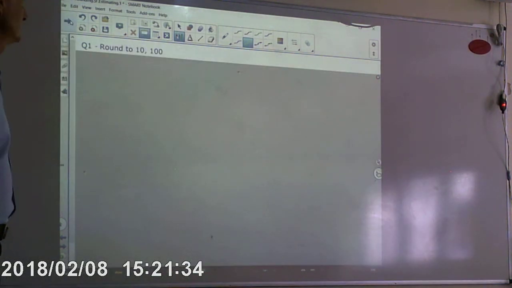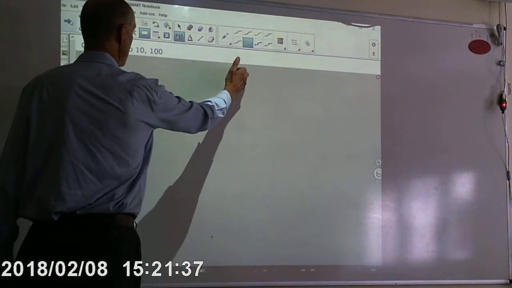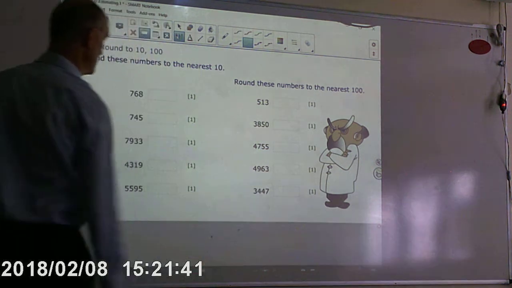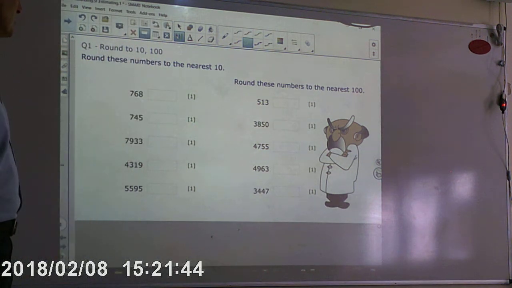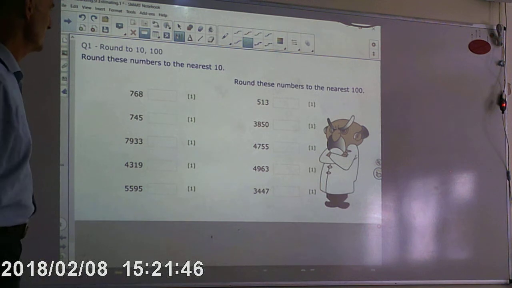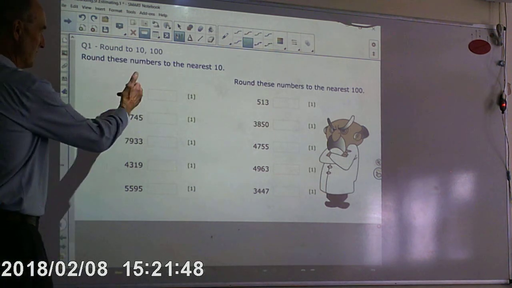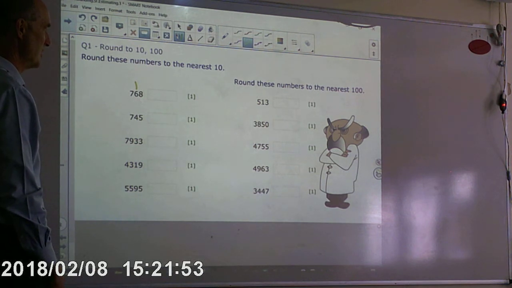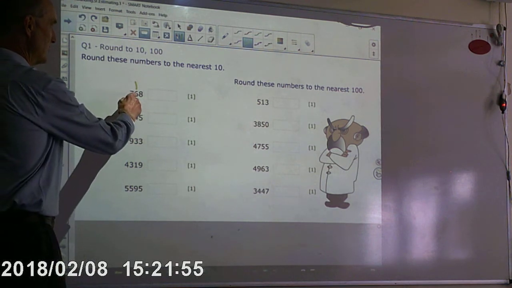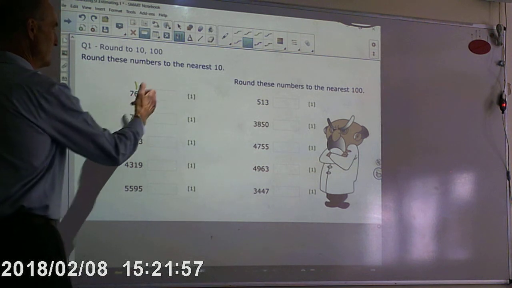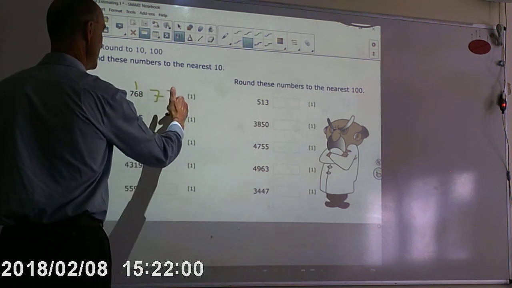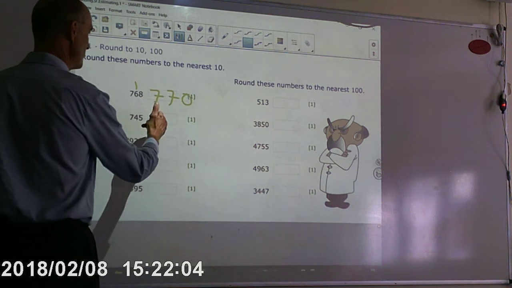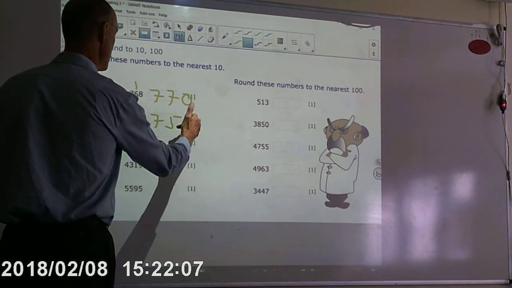First example, rounding to 10 and 100. So let's have a little look there. It says round these numbers to the nearest 10. What's the 10? The 6 is the value of 10, so if we round to the nearest 10, 768, 770 is the nearest 10, isn't it? 745, 750 is the nearest 10.